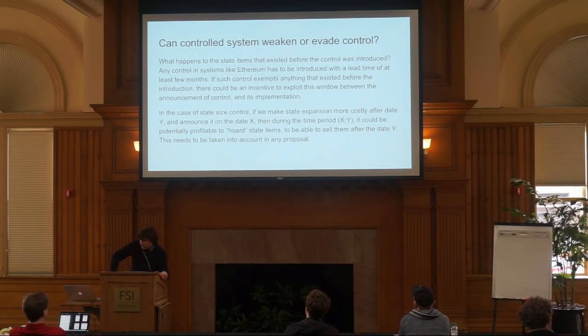This is the important point that I think any proposal should explore. If you introduce any control, you need to think about whether the system can actually try to evade this control. I talk a lot about the hoarding problem: when you increase the cost of some action, and you have to announce it in advance, people can prepare for that by hoarding some of the state and then reselling it or just keeping it for themselves. Another example of how the system can try to evade the control is a private agreement with the miners to avoid the increase of the cost.